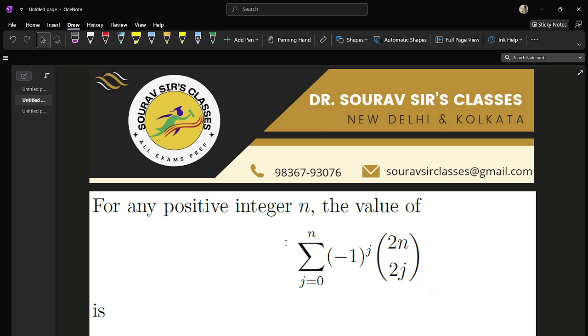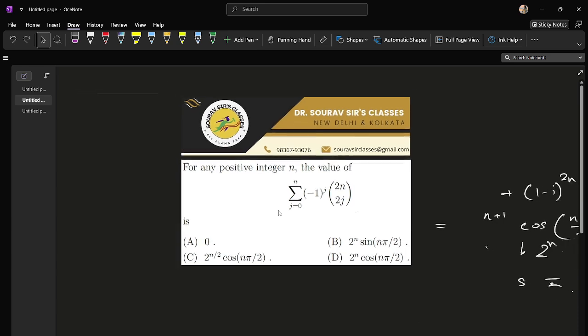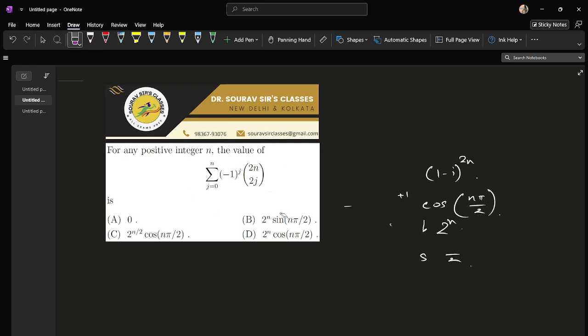Okay, so now we are going to solve a mathematical problem which appeared in the ISI MTech QROR MCQ section. The question is telling us that for any positive integer n, the value of summation j equals 0 to n of minus 1 to the power j into 2n chooses 2j is, there are four options. Option A is 0, option B is 2 to the power n sin n pi by 2, option C is 2 to the power n by 2 sin cos n pi by 2, and option D is 2 to the power n cos n pi by 2.